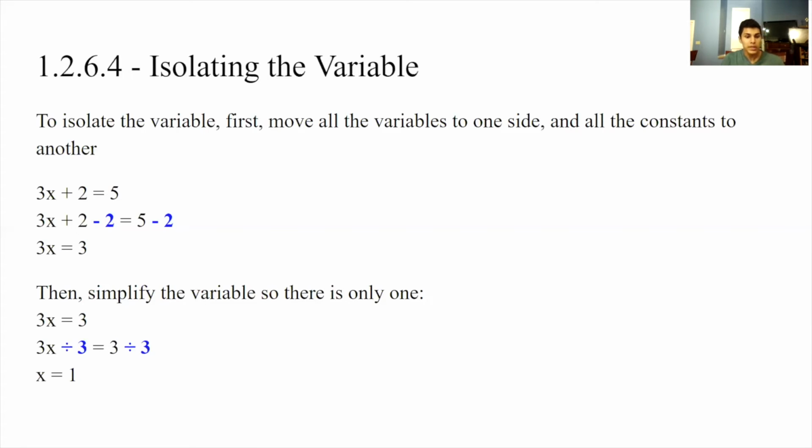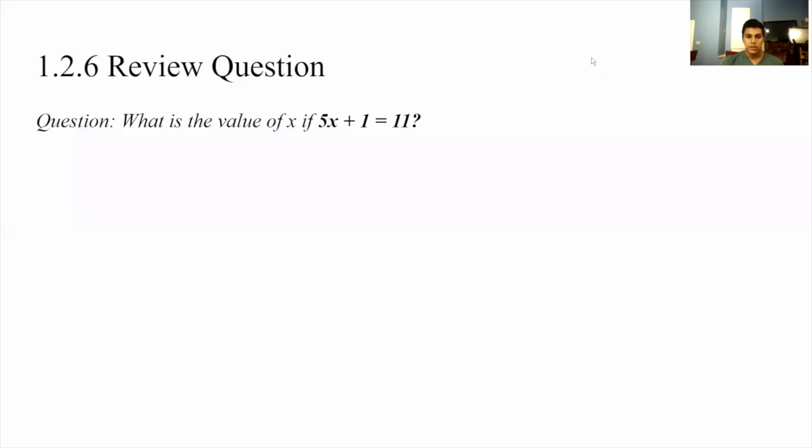So step number 1 is to get the variables to one side of the equation and the constants on the other. And then the second step is just to simplify the equation, so you're left with variable equals some number. That's all the algebra that you have to know to solve these algebra-based geometry questions.